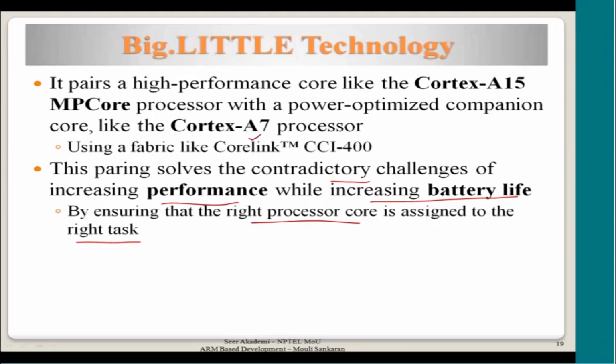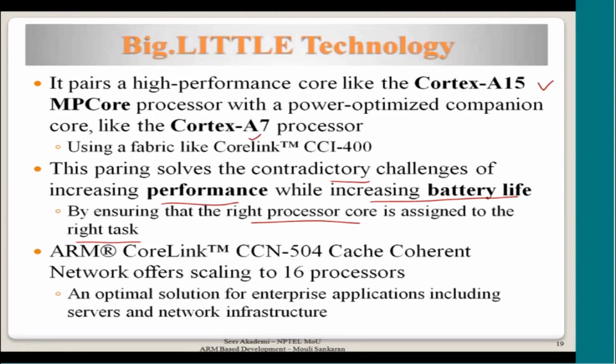So if you try to do a low end job using this core, you will be wasting power. So this is a better optimization of this. So the CoreLink cache coherent network offers scaling to 16. You can imagine that even 16 processors could be there in a single SoC. And this CoreLink is a coherent network. This is also defined by ARM, and we can connect multiple cores using this.